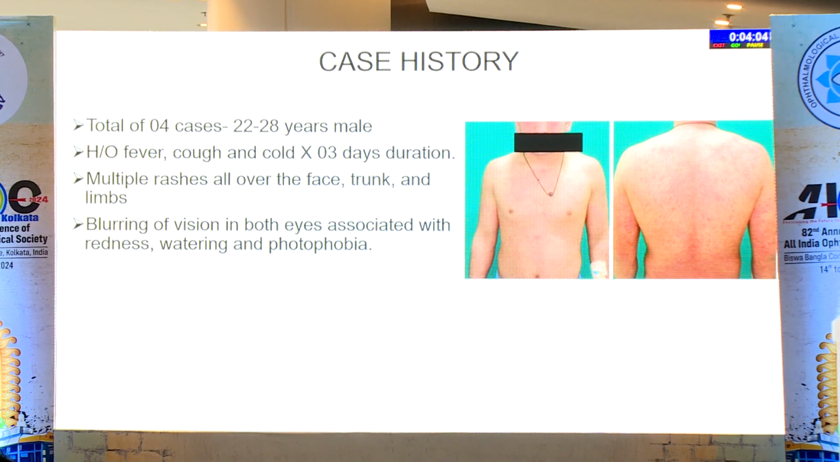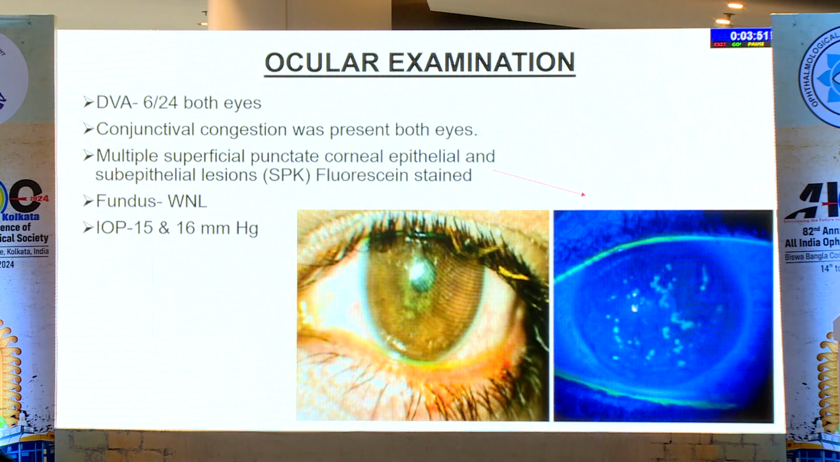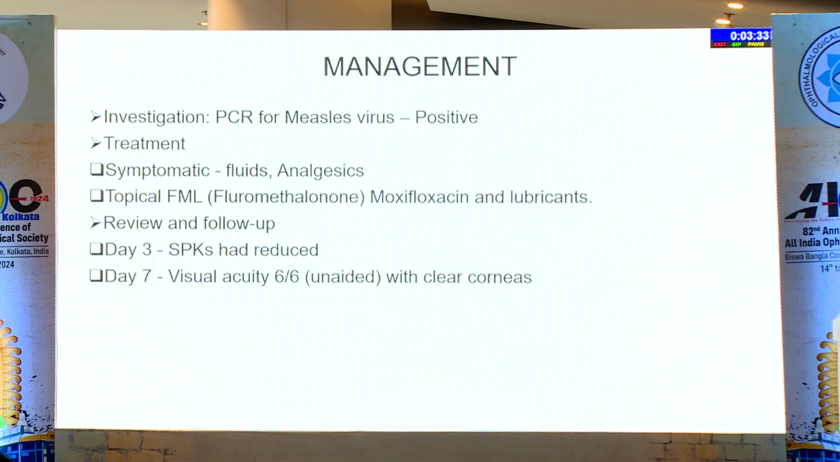Coming to the case history, there are 4 cases. They were 22 to 28 year old males. They presented with a history of fever, cough and cold of 3 days duration, and multiple rashes, but the more prominent symptoms were blurring of vision with redness, watering and photophobia. Ocular examination revealed a visual acuity of 6/24 in both eyes, and there was conjunctival congestion. There were multiple superficial punctate corneal epithelial and subepithelial lesions which turned fluorescein stain positive. Fundus was essentially normal. The IOP was 15 and 16.